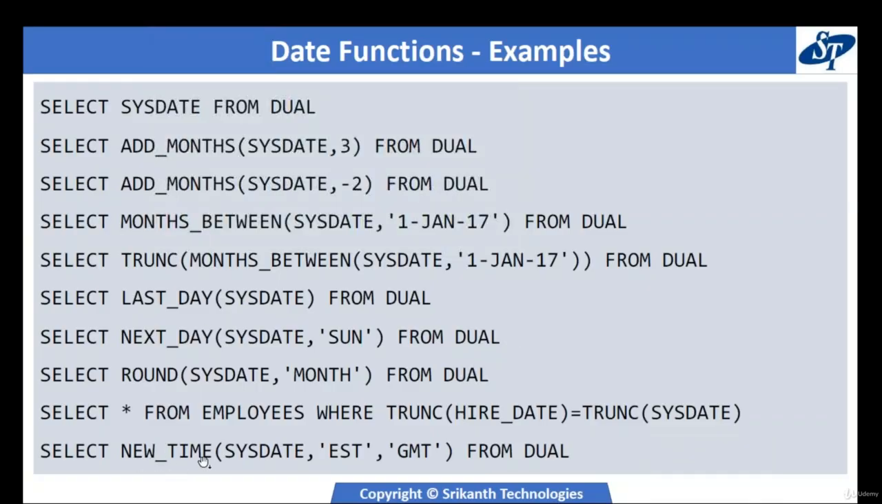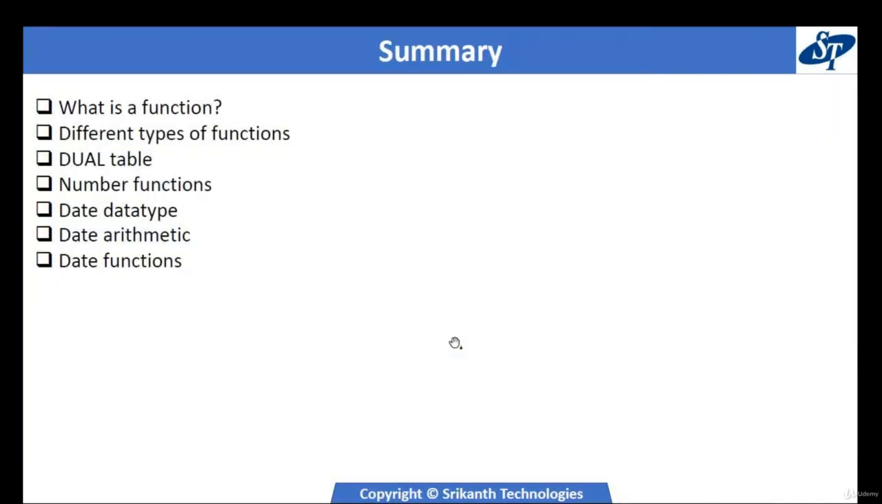And the last one is new time, which gives you the time in a different time zone. So from EST, in which the sysdate is, I want to convert that to GMT. But to appreciate what it exactly does, you should be able to extract the time portion from the date. And that is again something we'll discuss in a future lesson. For now, it does the job, but you just can't see the real effect of this job. So that's about date functions, number functions, dual table.